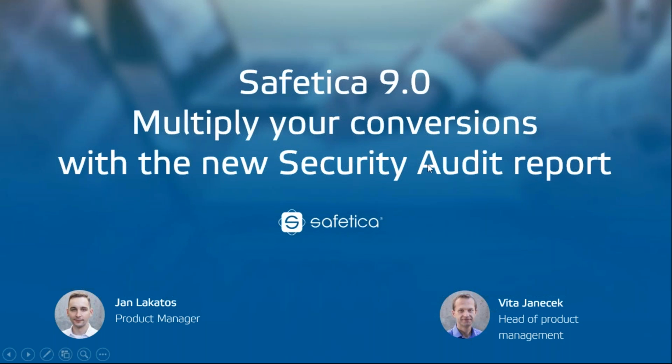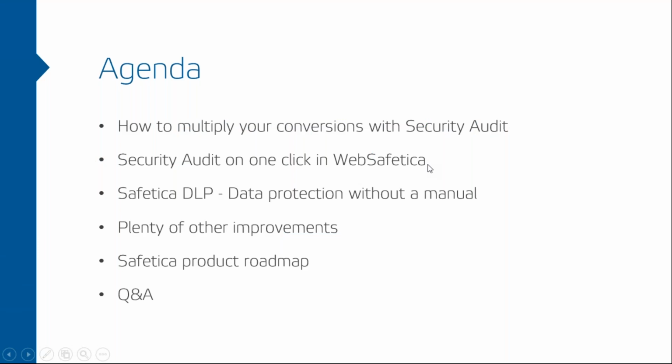So if I switch to the agenda, first, we will talk a little bit about security audit, or what was previously known as proof of concept. And we will explain how it is used, what are the benefits of it, and we will show you how it looks like in the product, in the new version. After that, we will move on to Safetica DLP and show you how we have improved the DLP of the product and how you can use it to configure the protection better.